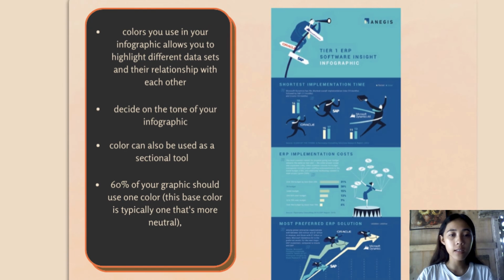Now let's discuss how we can use the colors we choose effectively. The colors that we want must allow us to highlight different data sets and their relationship with each other. They also decide the tone of the infographic, and they must also be used as a sectional tool. And 60% of your graphic should use one color. This is typically the one that's more neutral.